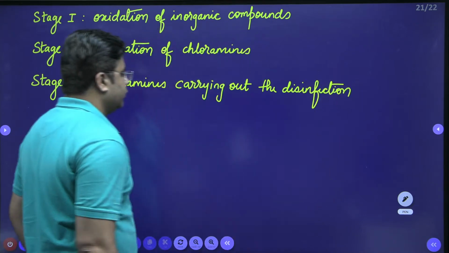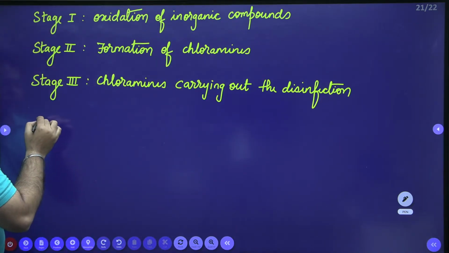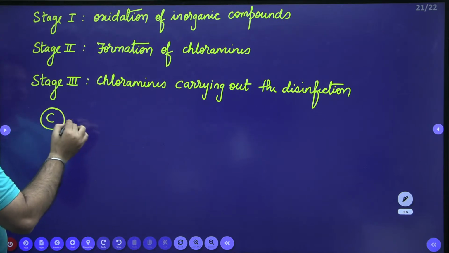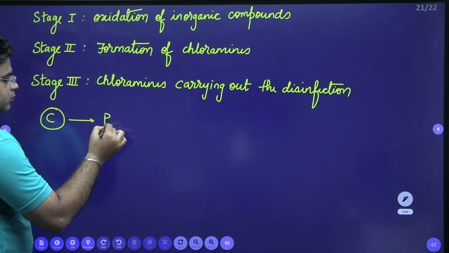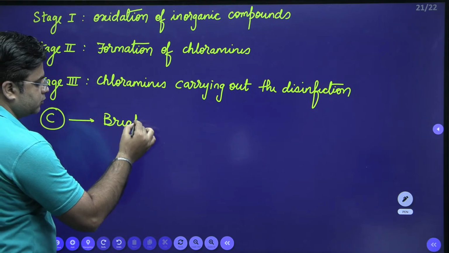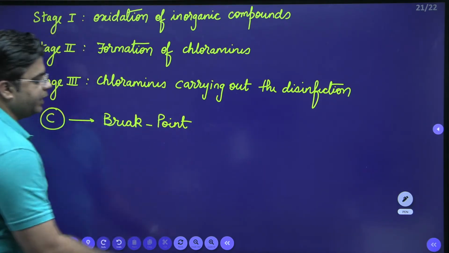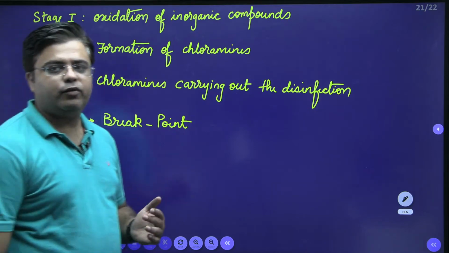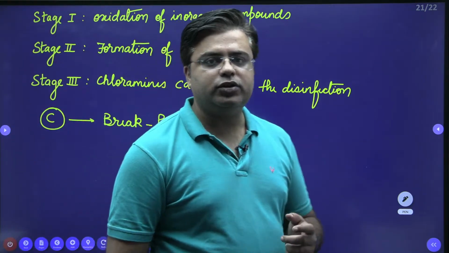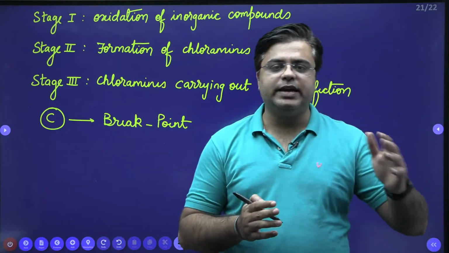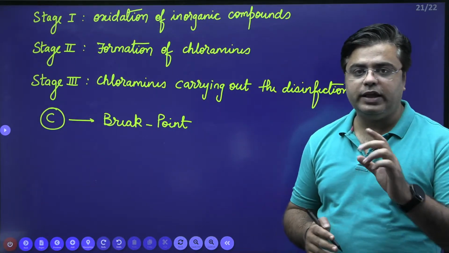Then you have point C, which is known as the break point. And beyond the break point, whatever chlorine dose you are adding, that chlorine dose is getting converted into free residue.